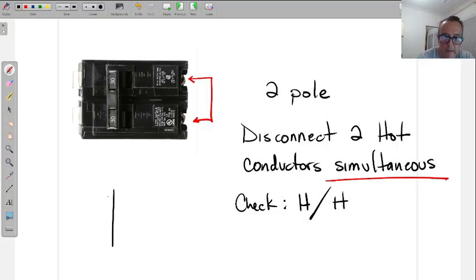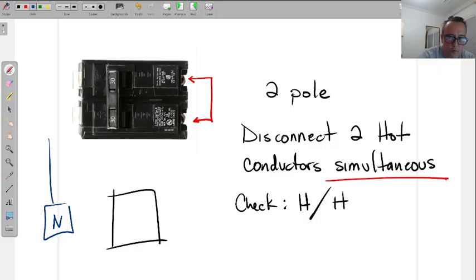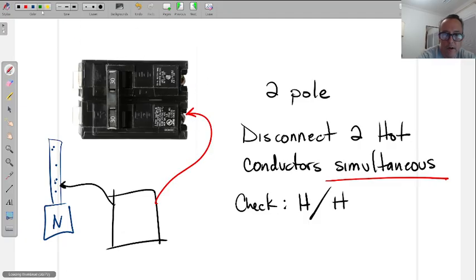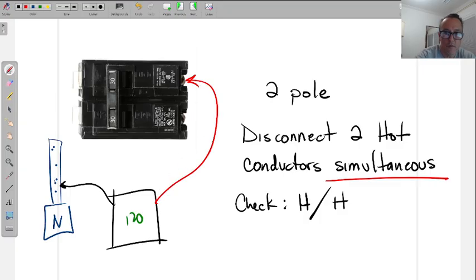If I take my meter here, and let's say I'm at the panel and this is the neutral bar inside the panel, and I take my meter and go, all right, I'm going to go from the neutral to, let me erase this, one of the hots. And okay, I have 120 there. And then I check from the neutral to the other hot. And okay, I have 120 there.